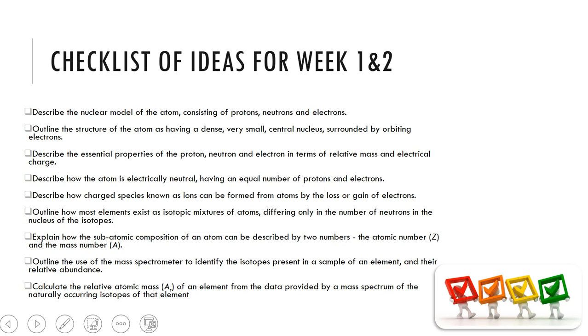Okay, so hopefully this is your checklist of ideas for week 1 and 2. You need to be able to describe the nuclear model of the atom, outline the structure of the atom in terms of its dense, small central nucleus and orbiting electrons, describe the essential properties of each of the subatomic particles, how the atom is considered electrically neutral, and then be able to describe the difference between ions and isotopes, as well as looking at isotopic mixtures and calculation of both AR from percentage abundance and percentage abundance given AR and the relative isotopes. So hopefully you can do all these things. Make sure you make a checklist of anything that you're unsure of, and we can go through that in class.